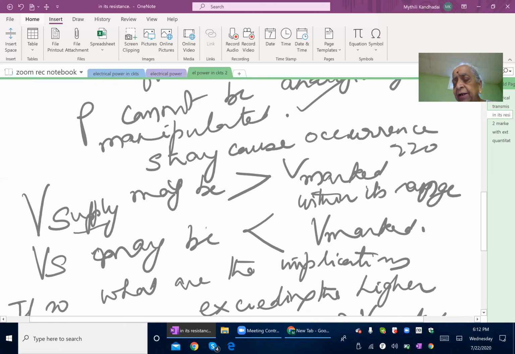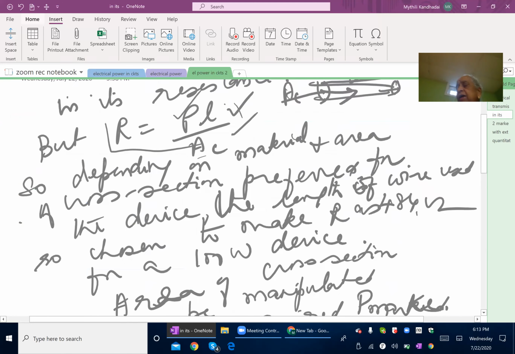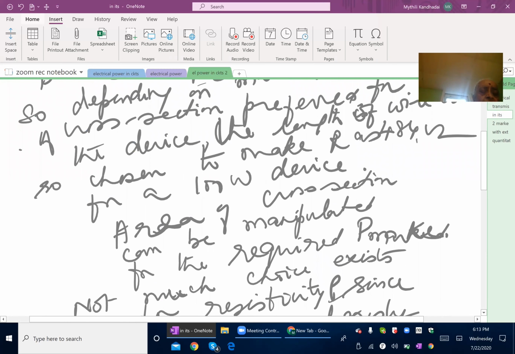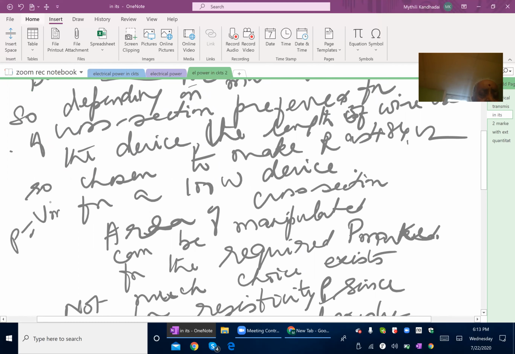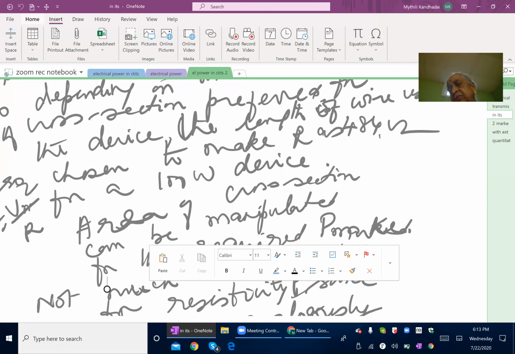What is the significance if V supply is greater than the marked range? So 220 to 230, if that is the permitted V marked range, and there is a voltage exceeding 230, the maximum that it can be, then the power will also be greater, you see that Vm is in the numerator, because power is equal to V squared by R. So when V supply becomes greater, power also will be greater than what is marked. Greater power means greater heat produced, and the excess heat may blow out the wire. That is the caution.